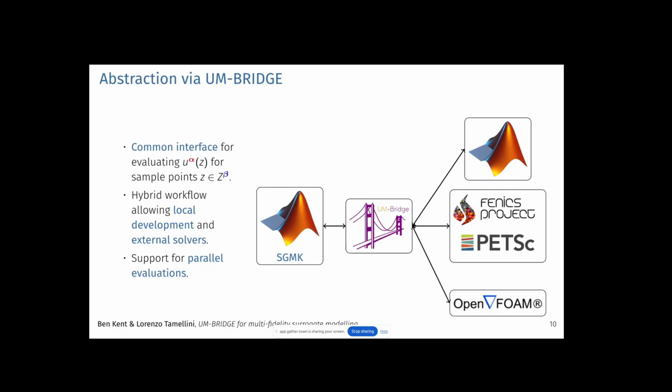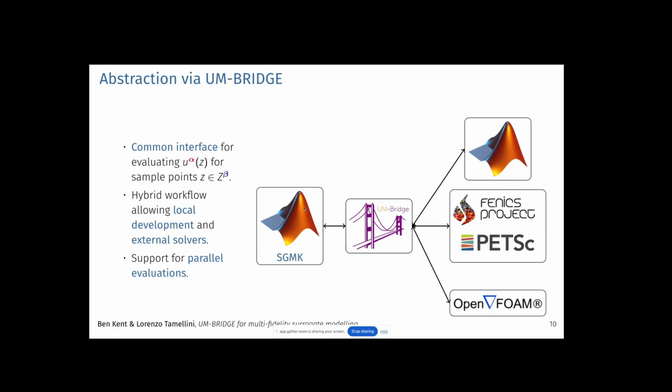So when we're doing our algorithm development, we want to be able to use a common interface for all of our problems. We want to evaluate our function, our quantity of interest, Q or U, so U here now, sorry, at different fidelities alpha, for many sample points z in our parameter space. And we want to be able to do this in exactly the same way for all our models. And this is where the UM-Bridge interface allows us to do that.